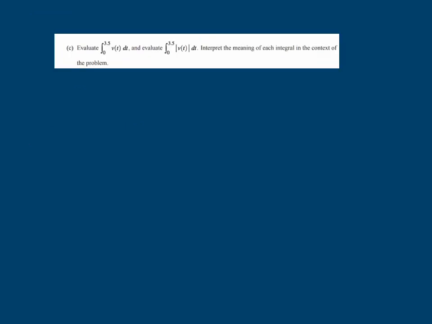Let's move on to part C. Okay. So part C wants you to evaluate the integral of v of t, and tell you what it is, and then the integral of the absolute value of v of t, and say what it is. And this is an easy question. We know how to do it. I do want you to notice they changed it to 3.5. Okay, so got to always watch those endpoints when they're asking you questions.